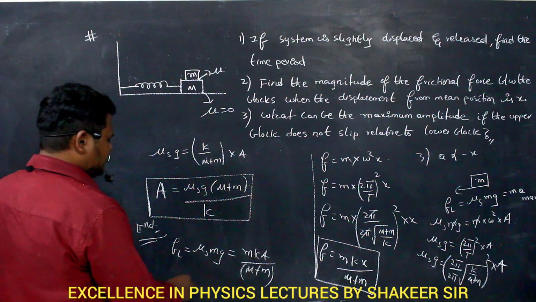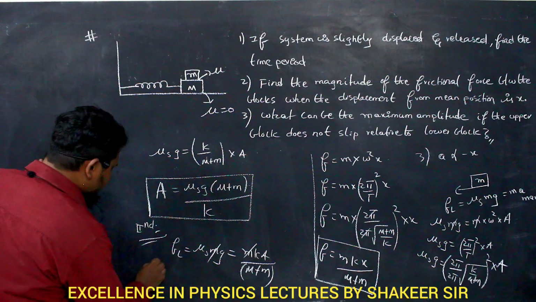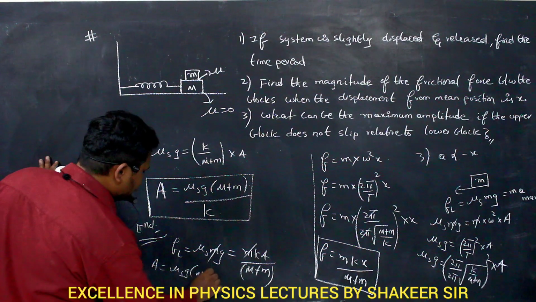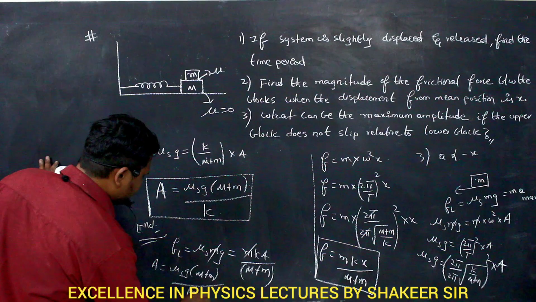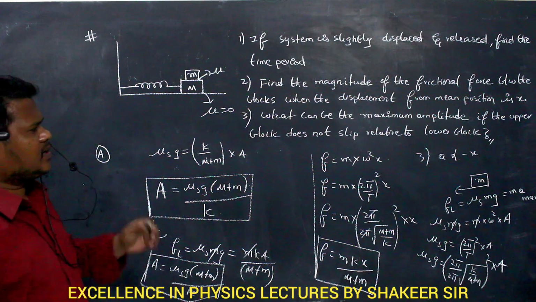Clear? So again M plus m gets cancelled, and again I will get the same result: mu s into g into (M plus m) divided by k. Clear? So in these two methods we can do the problem. Clear? Come on, make a note of this one.